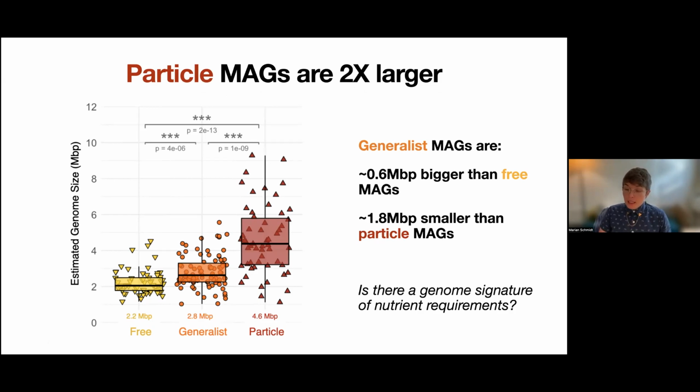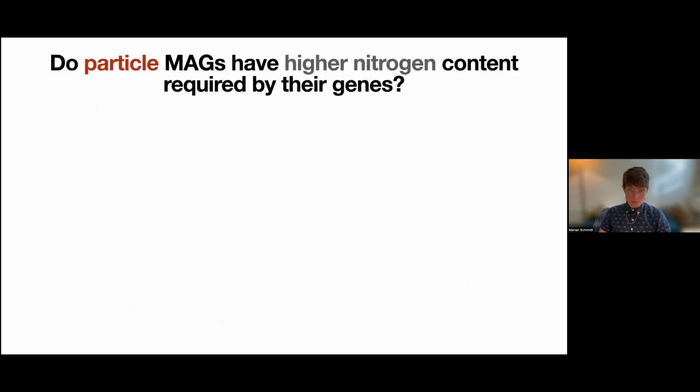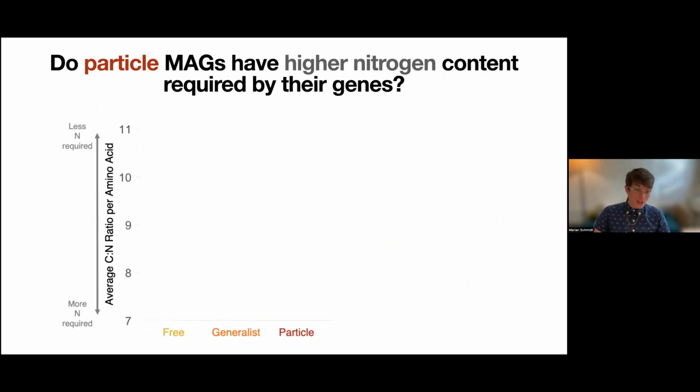But since genome streamlining occurs due to nutrient limitation, I was curious if we could see some signatures looking at the nutrient requirements that are required by the genes. So I wanted to know if there was higher nitrogen content required by the genes in these 3 different microhabitats. So I'm going to show you the average carbon to nitrogen ratio per amino acid, using the protein coding genes.